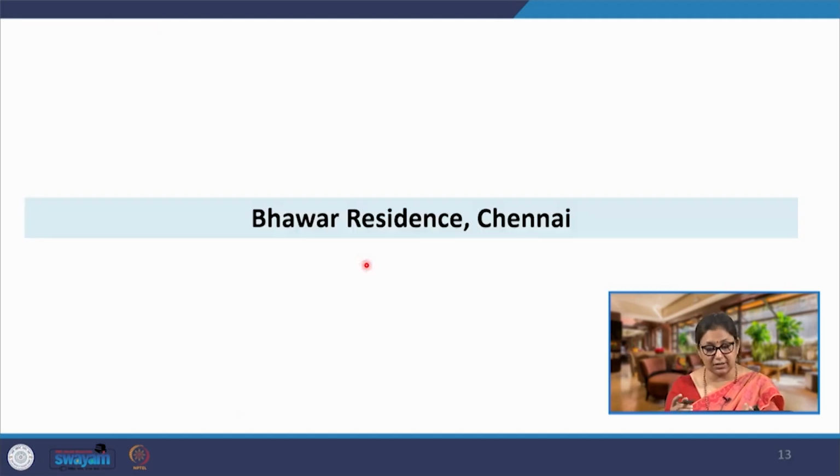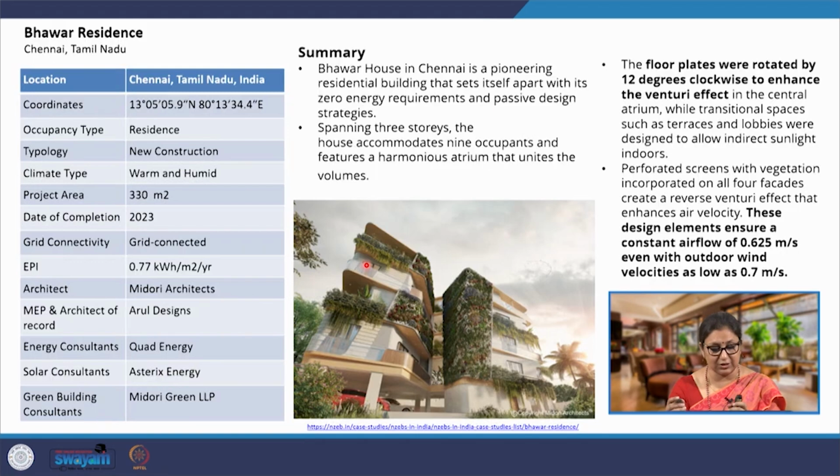Let us look at another example, which is of Bhavar residence in Chennai. So, this is a very interesting example, and Chennai, we understand it is warm and humid, and there is a lot of humidity due to the proximity to the sea, and it is also decently warm.